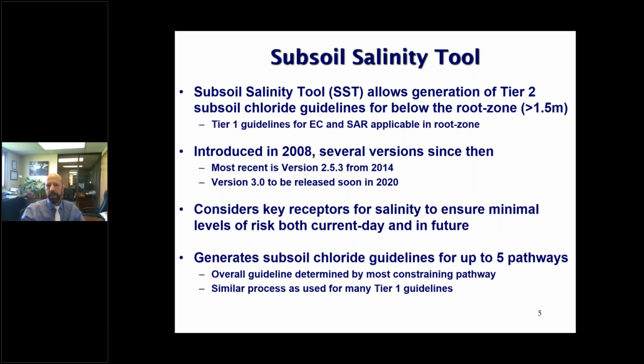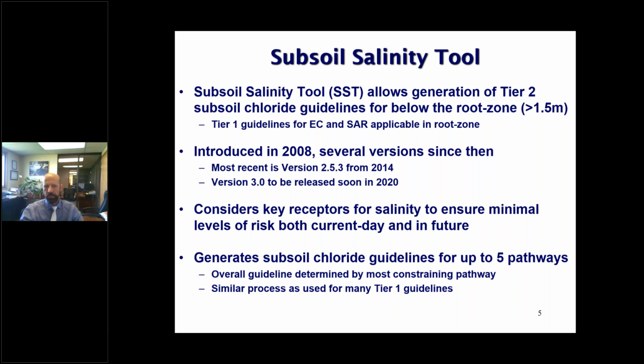The tool, as most of you are aware, allows generation of tier 2 subsoil chloride guidelines for below the root zone. Whenever I talk about subsoil in this context, we're always talking about deeper than 1.5 meters, so it's different than the subsoil that's talked about in tier 1 guidelines in different spots. The tool's been around for many years now, more than a decade, I guess. The most recent version is getting a bit long in the tooth. It was released in 2014, that's version 2.5.3. Version 3, the one I'm talking about right now, is in the final review and final edit stage, so its release is imminent.